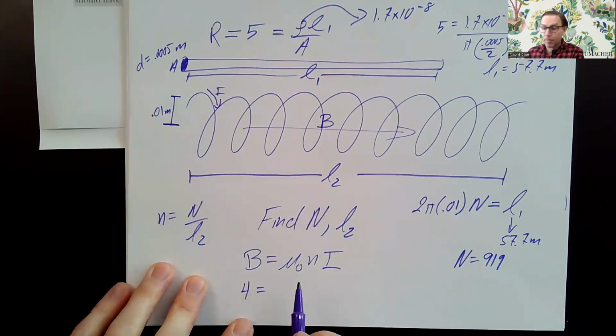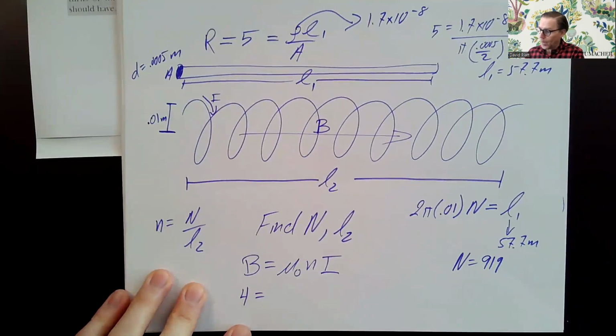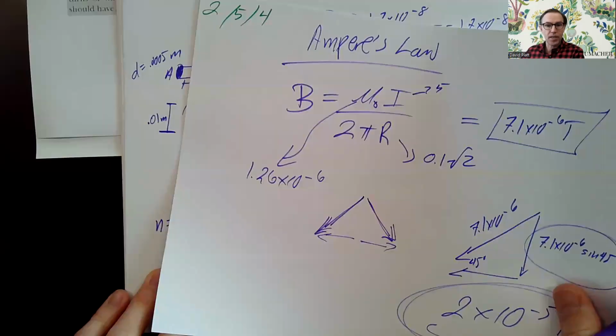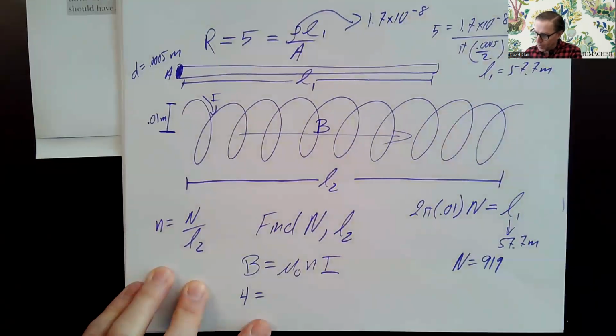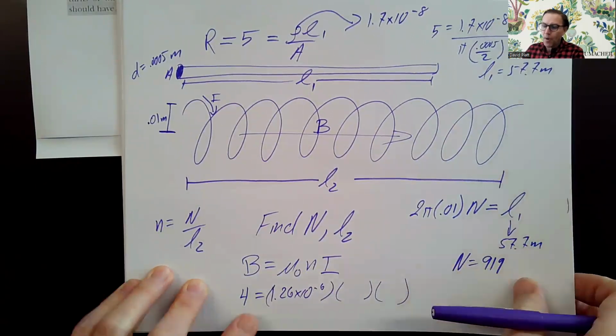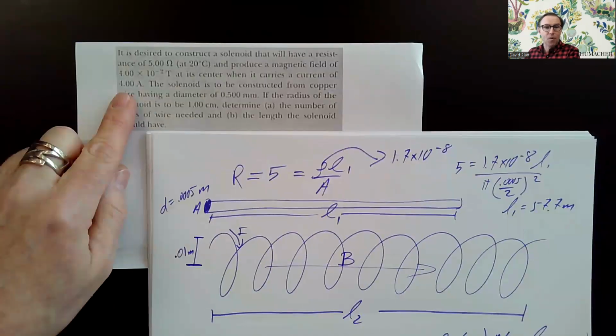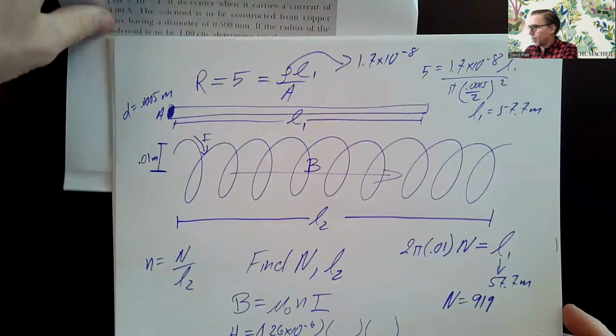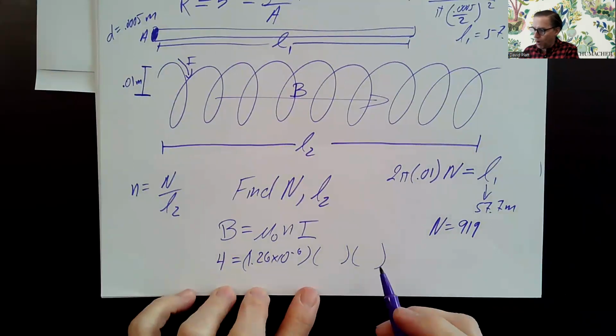And we looked up mu naught already. Did I write it on this piece of paper or somewhere else? I wrote it on this piece of paper. 1.26 times 10 to the minus 6th, times n, times I. And they want it to be that when the current is 4 amps. So I've got a 4 there.